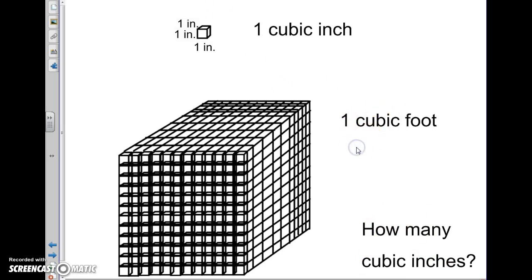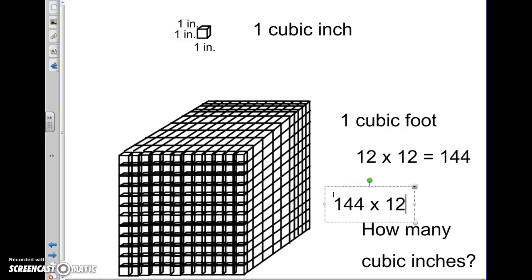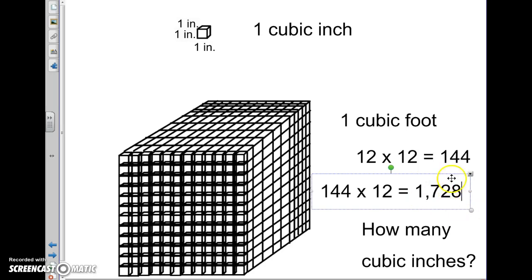Let's see. So I'd have 12 times 12, which would equal 144. And then I would take that 144 and multiply that by another 12, right? Because it's 12 times 12 times 12. And that would give me a total of 1,728 cubic inches. So 1 cubic foot is equal to 1,728 cubic inches.